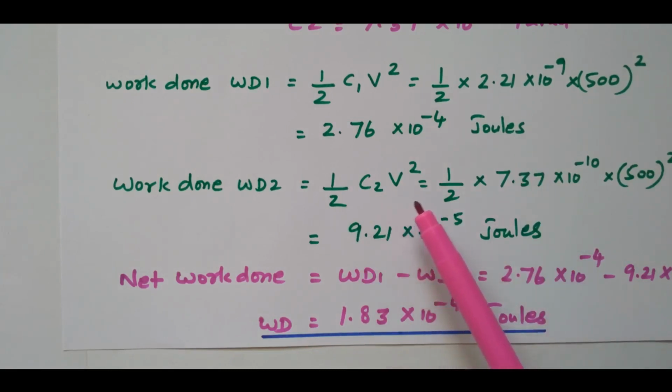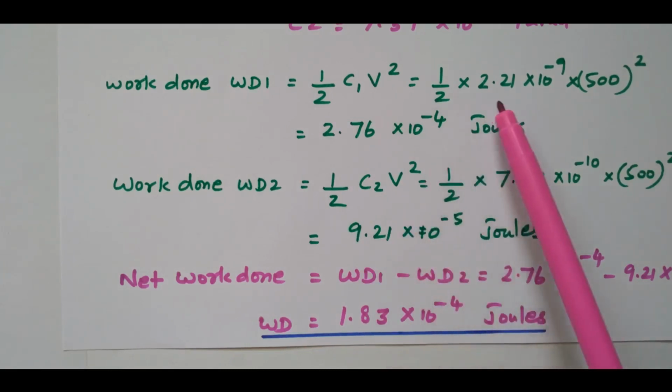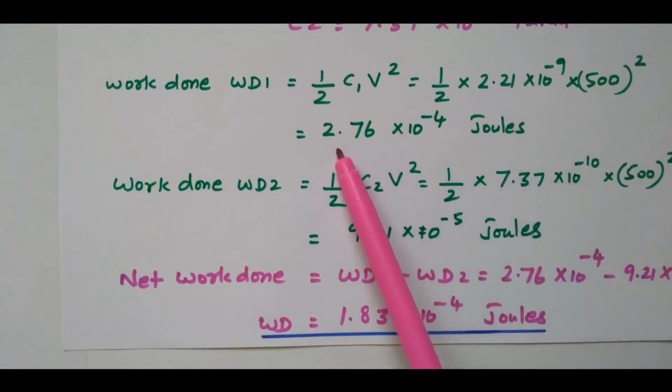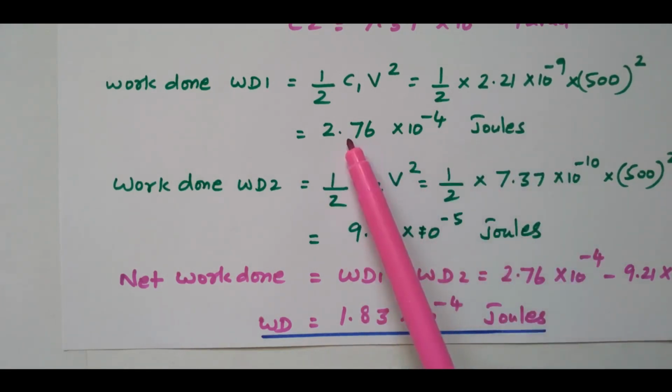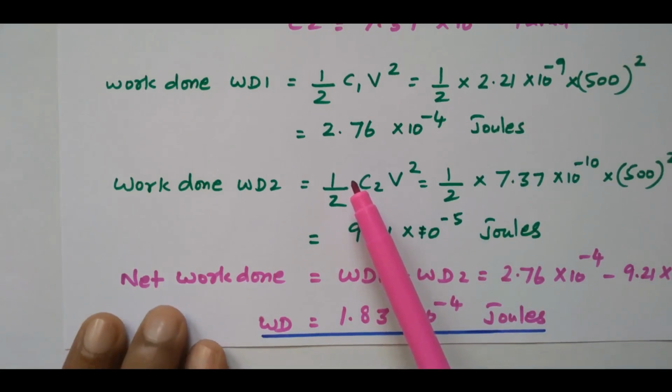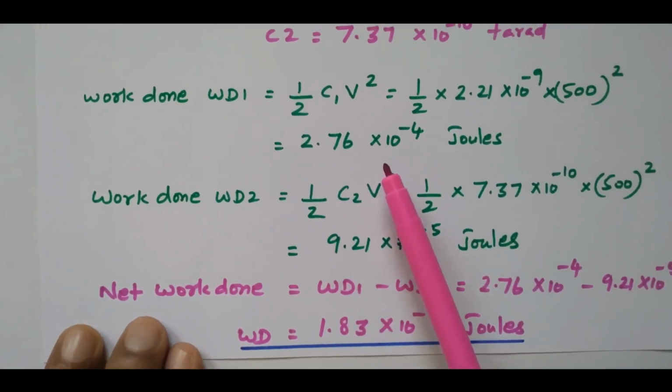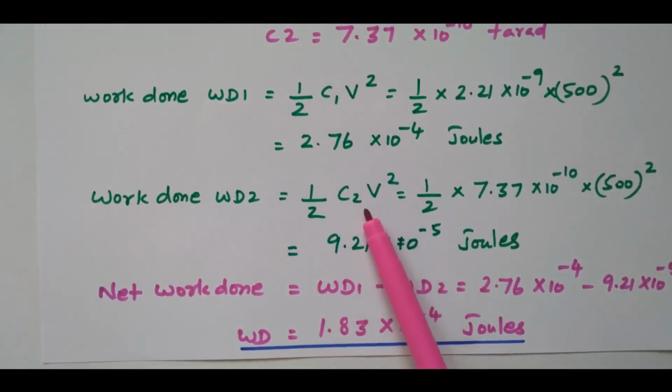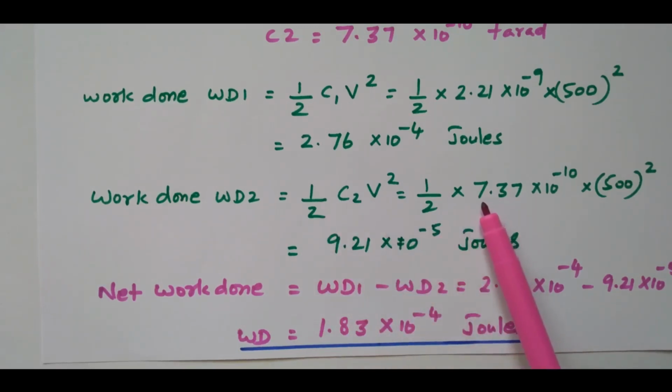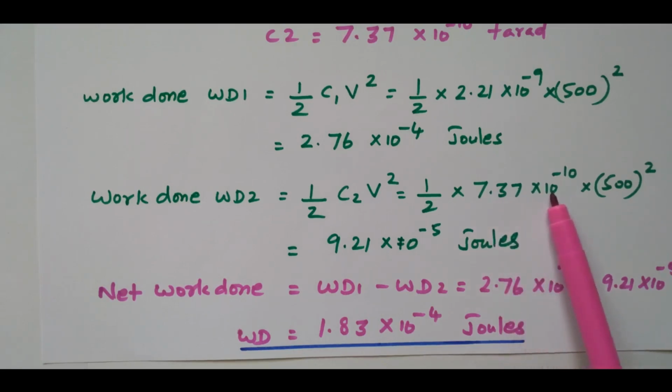Right? When the distance is 1 millimeter, this is the capacitance value, this is the work done. When the capacitance is C2, half C2 V square. When it is 3 millimeter, the capacitance value will be C2. For that, the work done will be half C2 V square. Half into C2 is 7.37 into 10 to the power minus 10 into 500 square.